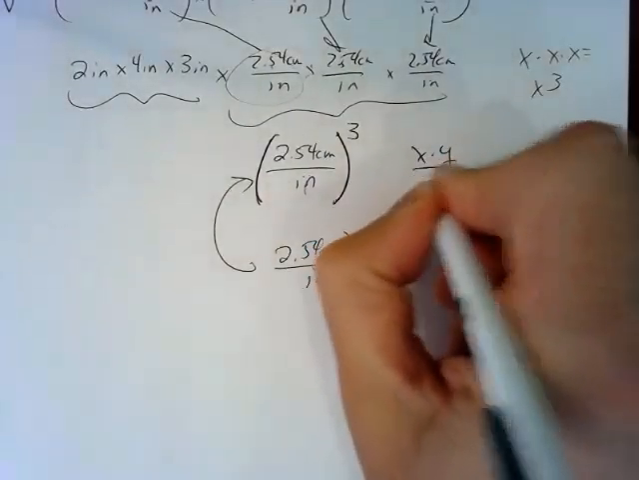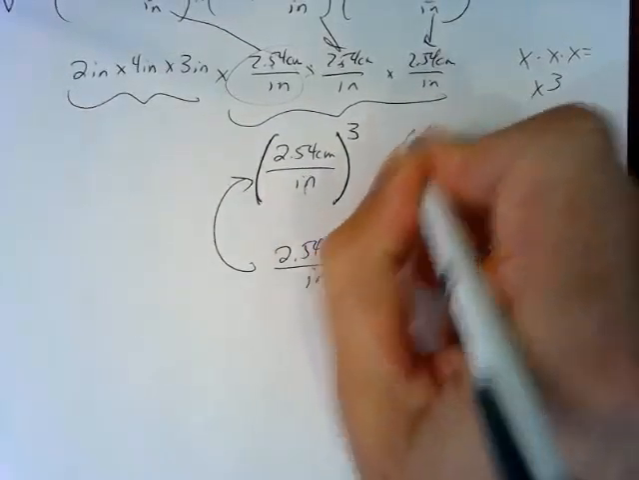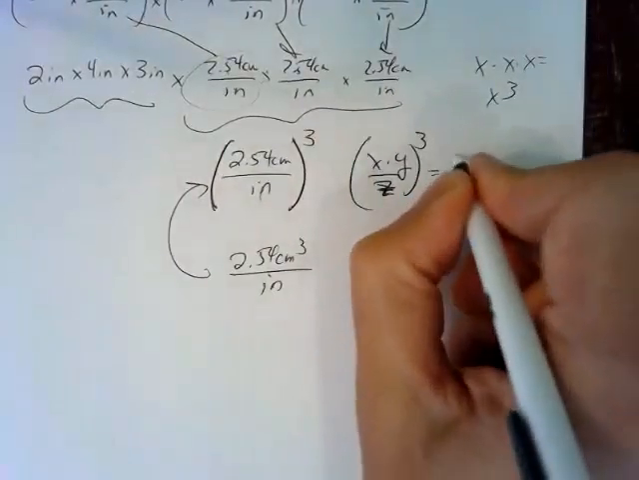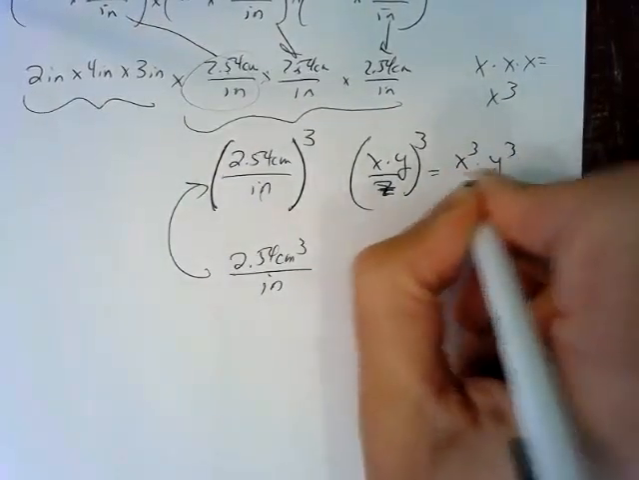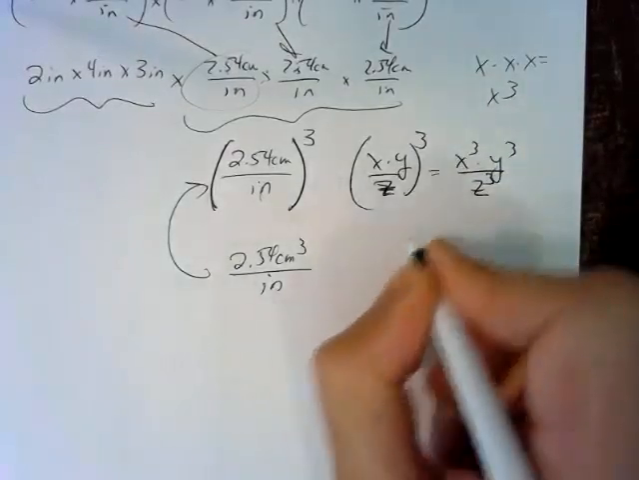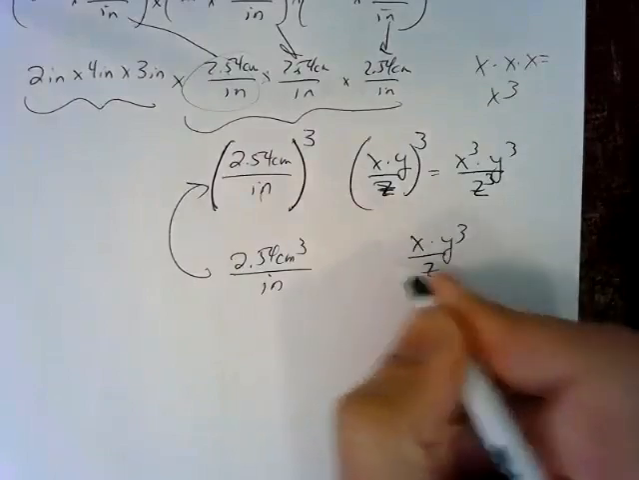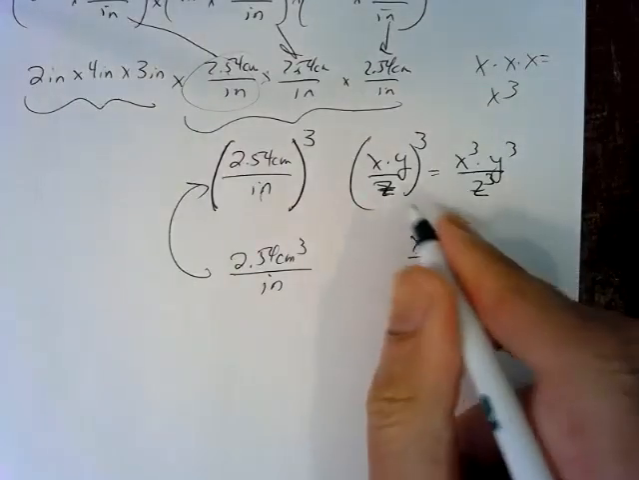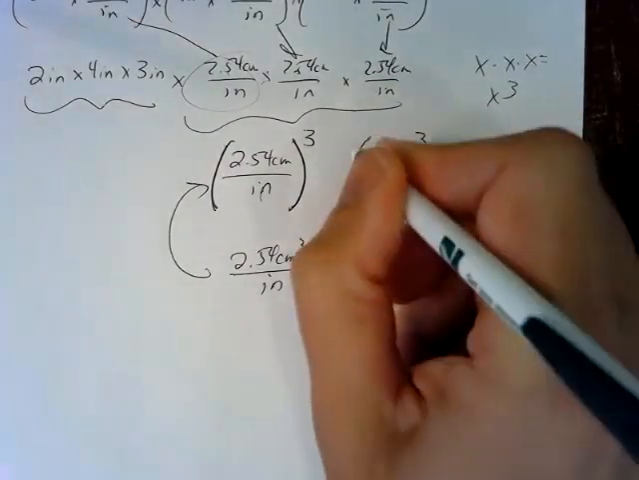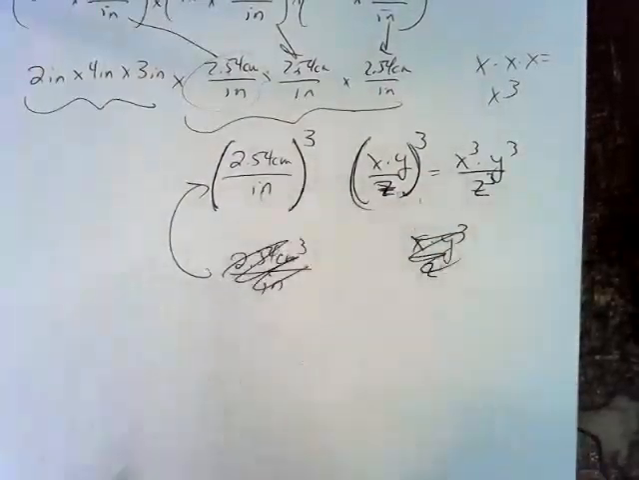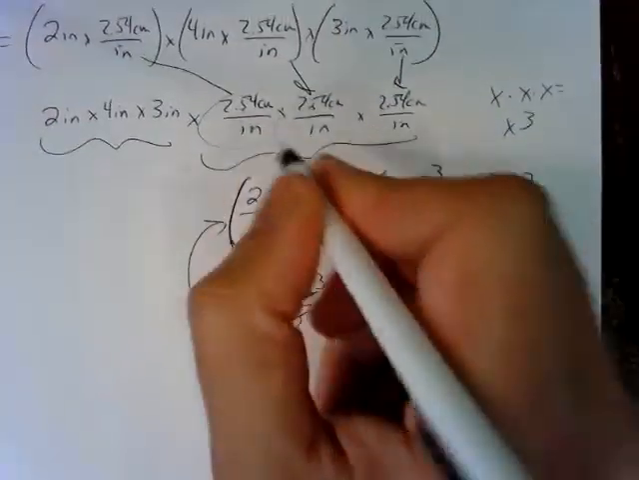X times y over z, cubed, is x cubed times y cubed over z cubed. But if we write x times y cubed over z, then we're not cubing the x and the z. So these are two different statements. The parentheses are really important here. So I'm going to cross out those things that are wrong.